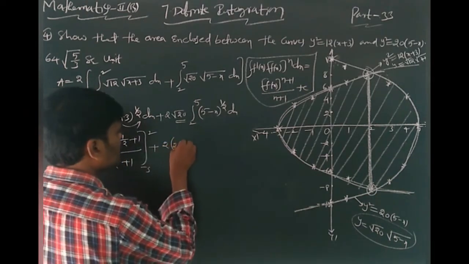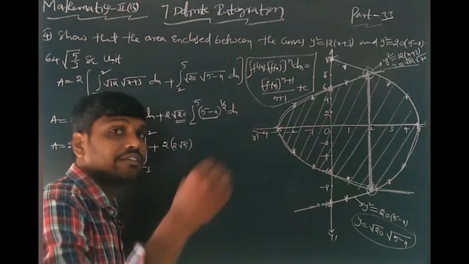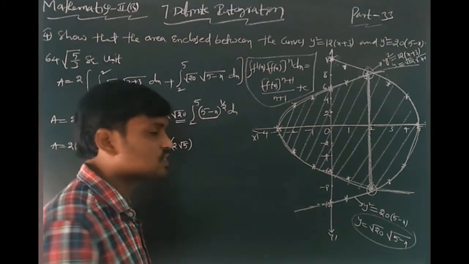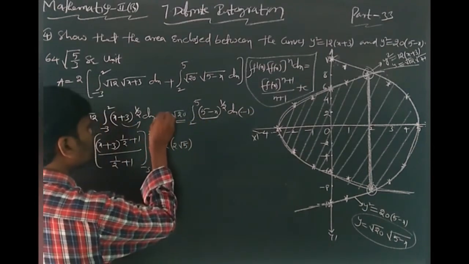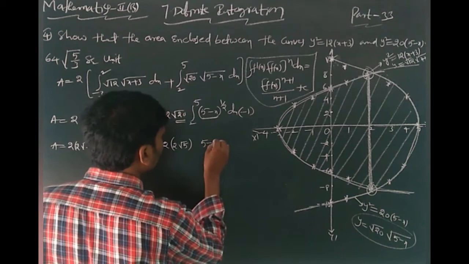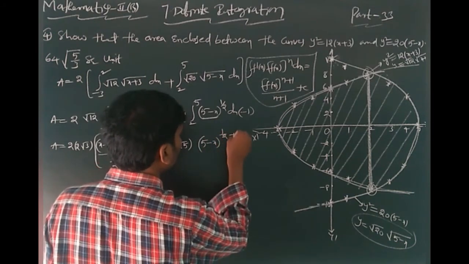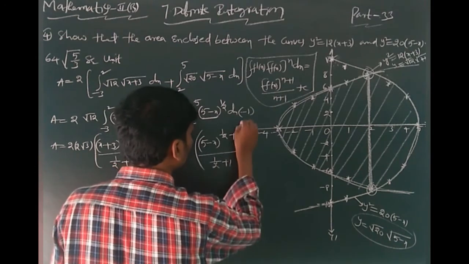Plus 2 into square root of 20, nothing but 2 root 5. 2 root 5. Here you can write this f of x. This derivative is what? 5 minus x derivative is minus 1. That's why you can write this as minus 1. You can write 2 here, minus. That's why here minus. You can write 5 minus x whole power 1 by 2 plus 1, by 1 by 2 plus 1. Limits is 2 to 5.